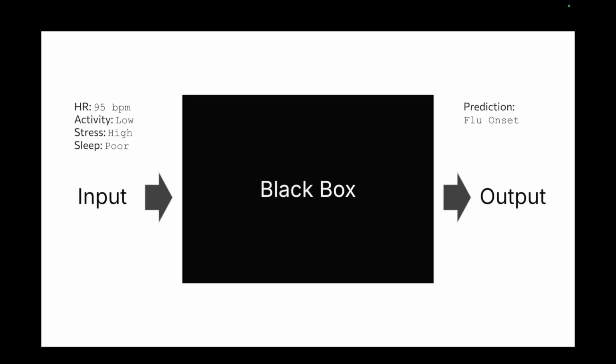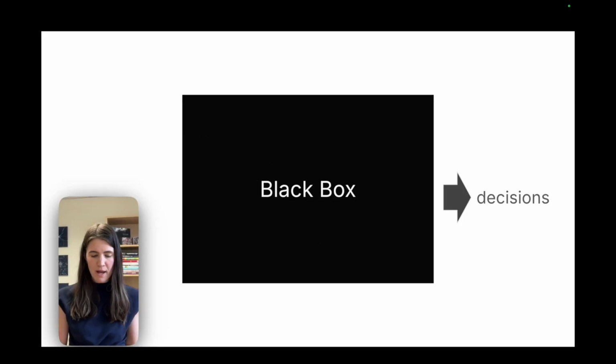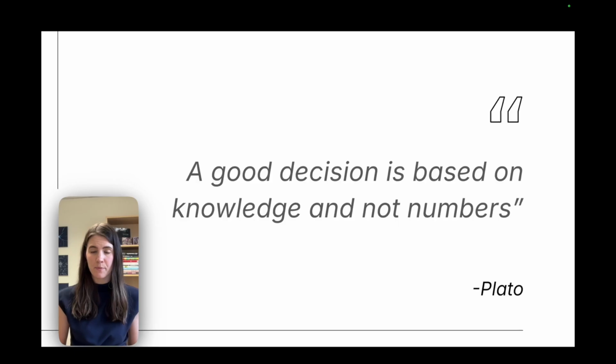Or how about a medical example where we're trying to predict the flu? So maybe we have measures like heart rate and your activity levels, your stress, your sleep, and then we have a prediction of flu onset. How the model made this prediction, if we make this prediction with a black box model, we don't know. We don't know how the input gets mapped to the output. But black box models are being used all of the time to make decisions, often very critical decisions.